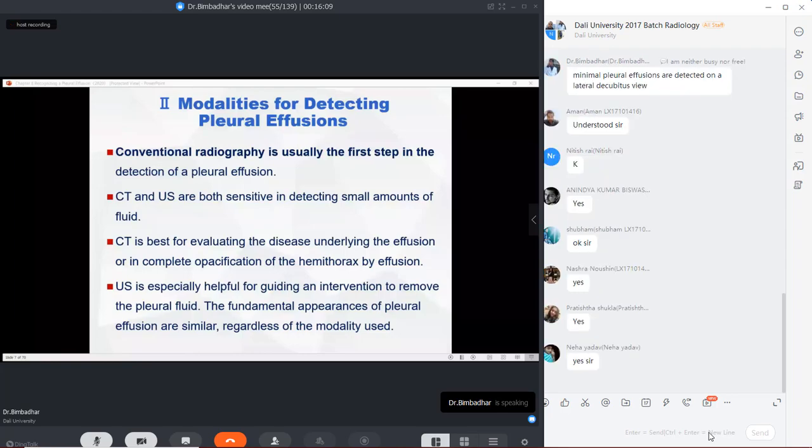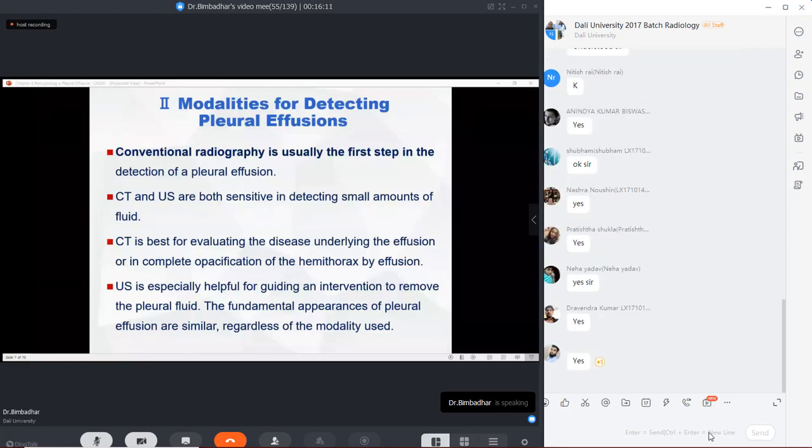Yes, lateral decubitus view. Okay, lateral decubitus view is the only view that is available, or say the most preferred choice of investigation, for detection of a minimal pleural effusion.